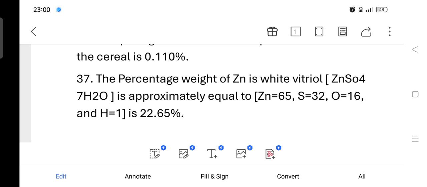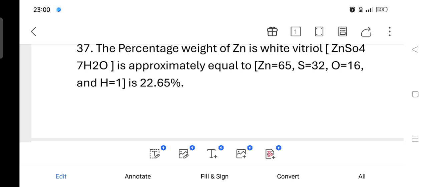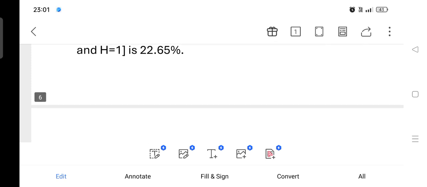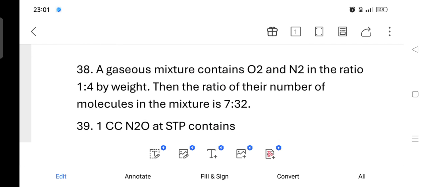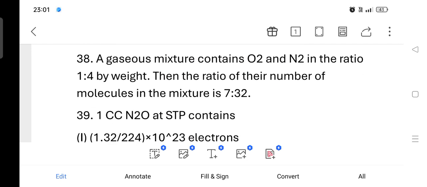The percentage weight of Zn in ZnSO4·7H2O is approximately equal to, with Zn is 65, S is equal to 32, O is equal to 16 and H is equal to 1, 22.65%. A gaseous mixture contains O2 and N2 in the ratio 1:4 by weight. Then the ratio of the number of molecules in the mixture is 7:32.